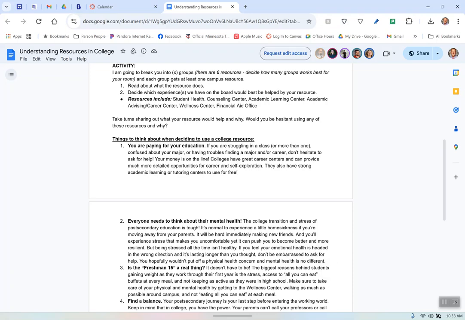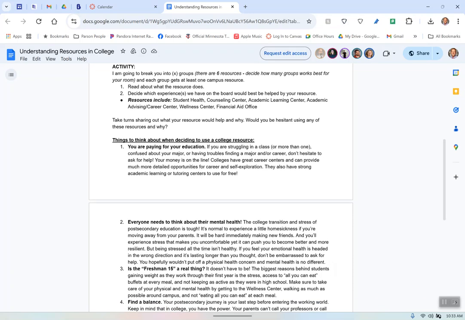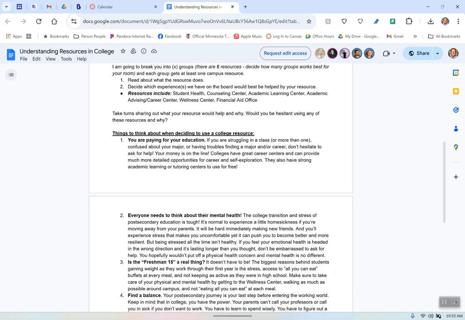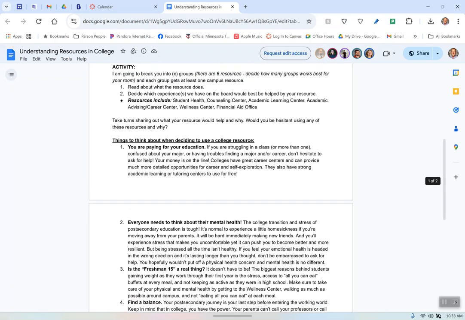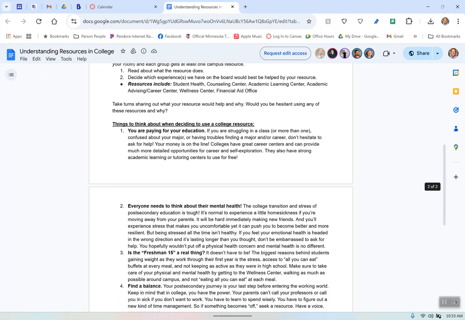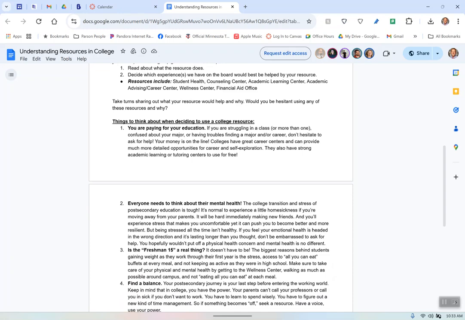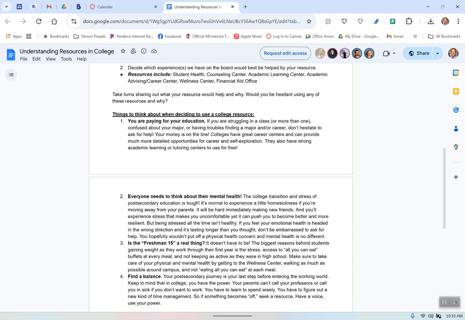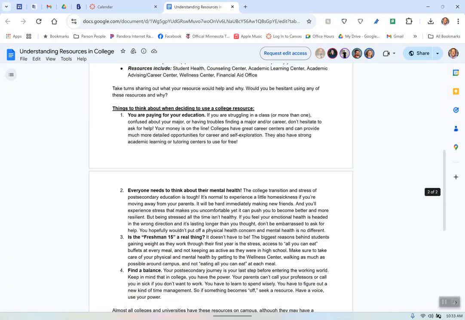It says, I'm going to break you into groups. There's 6 resources. Decide how many groups will work best. I don't know. We can just kind of do this together as a group. And each group gets at least one campus resource. Read about these. So, I don't know. Who wants the financial aid office? I think we can. Should we just go through these as a group? Yeah. Okay. What do you think financial aid office is for? Financial aid. Help you with finances.